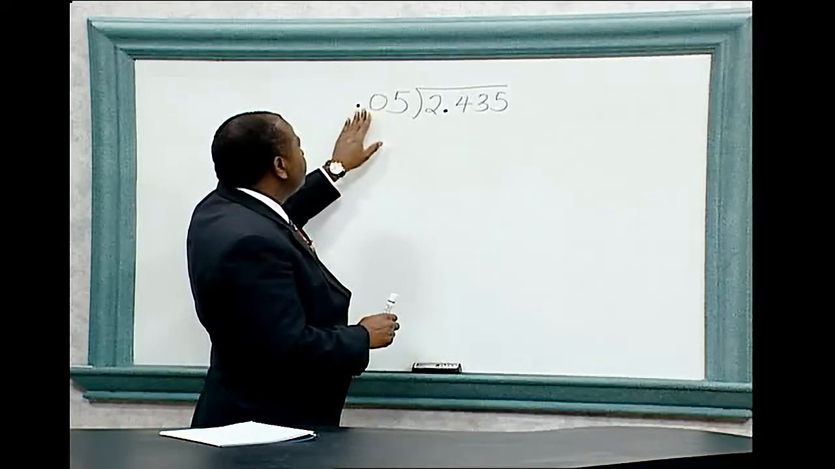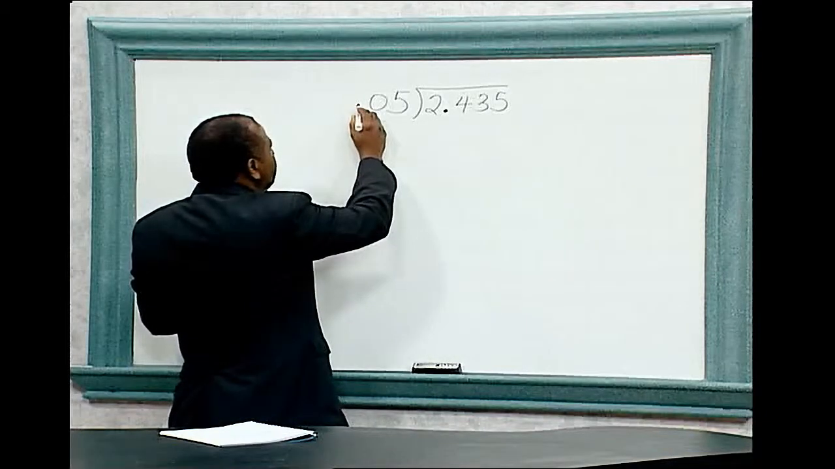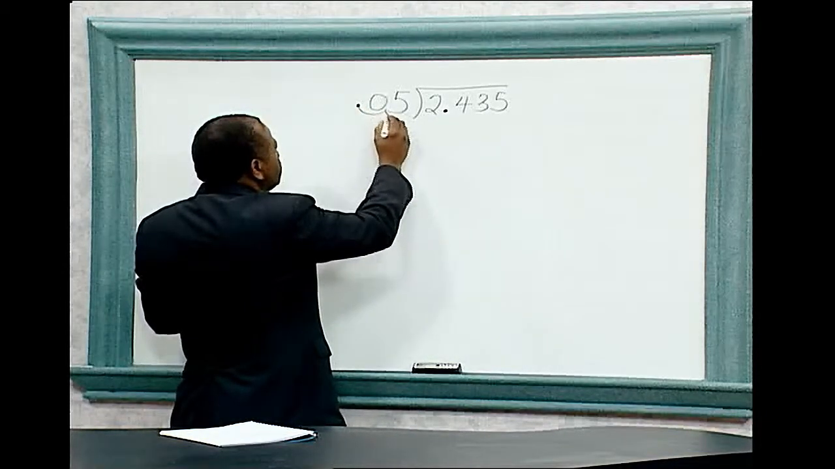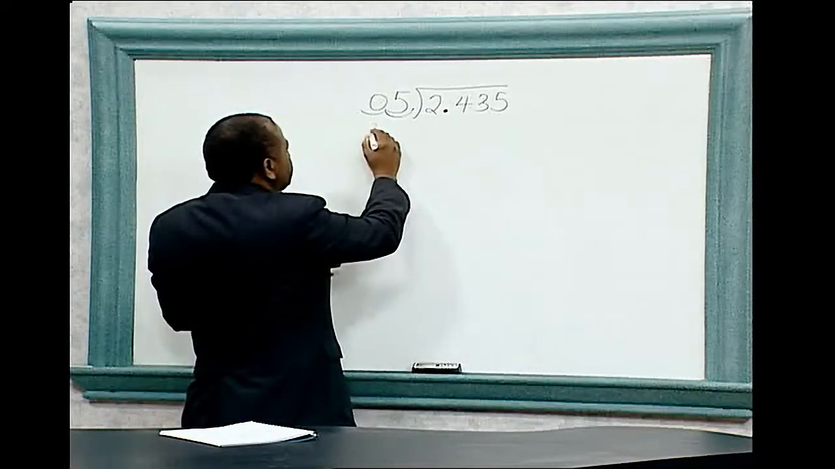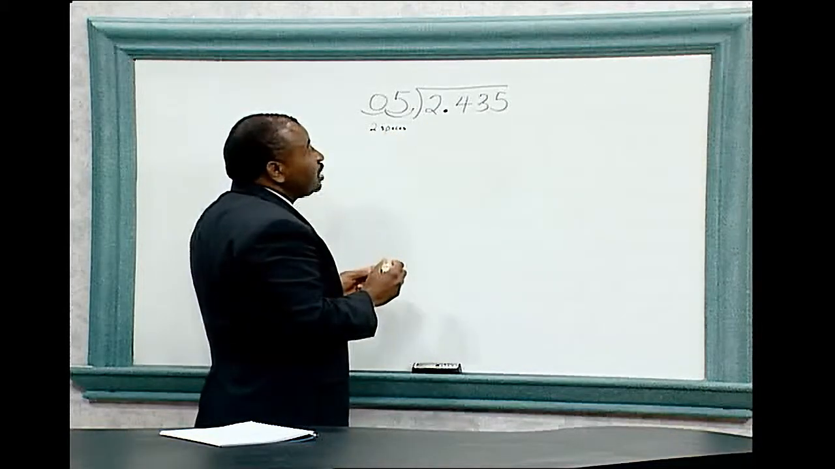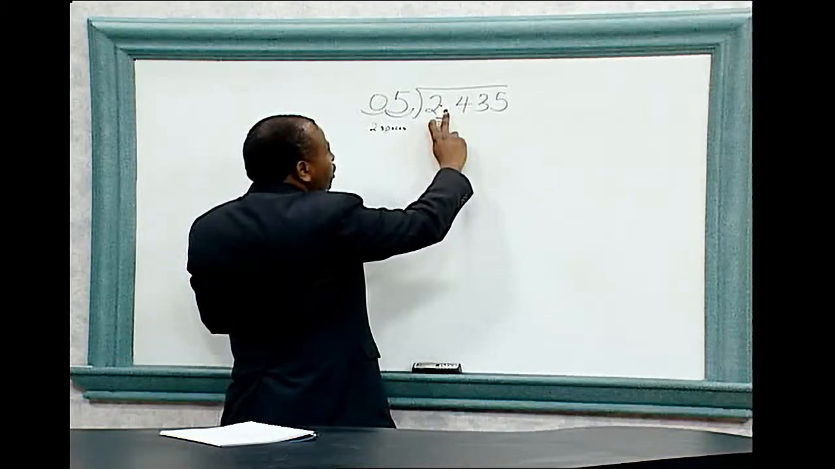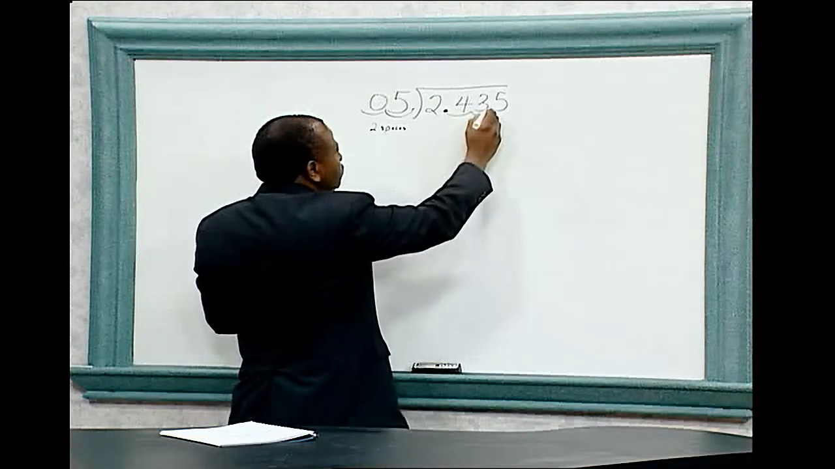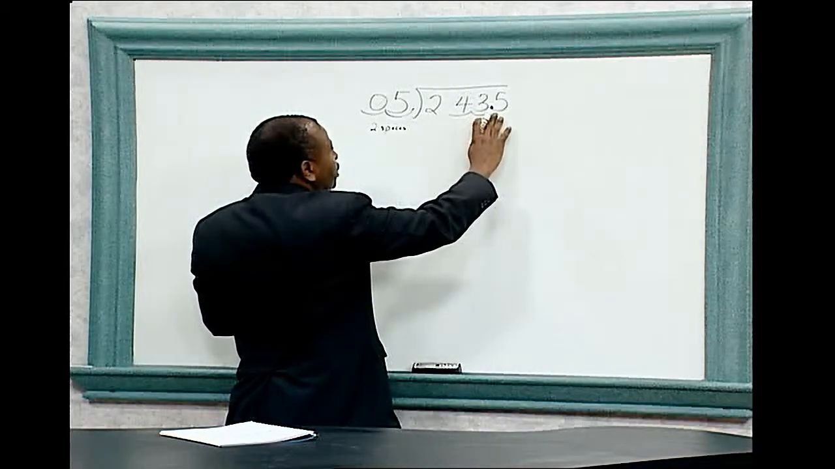Step 1. We must move the decimal point in the divisor enough places in order to make it into a whole number. Therefore, in order to make 0.05 a whole number, we must move the decimal point over 2 spaces, 1, 2. If we move the decimal point 2 spaces in your divisor, then you must also move the decimal point the same number of spaces in your dividend. Starting here, 1, 2. The decimal point is placed between the 3 and the 5.